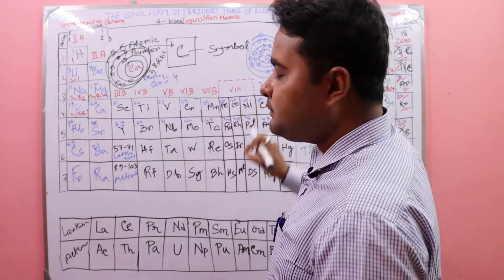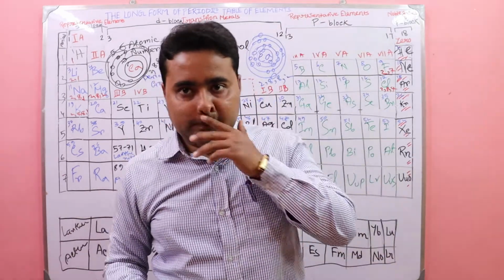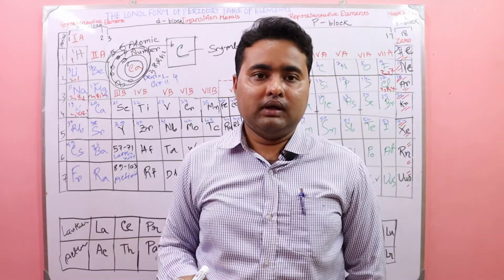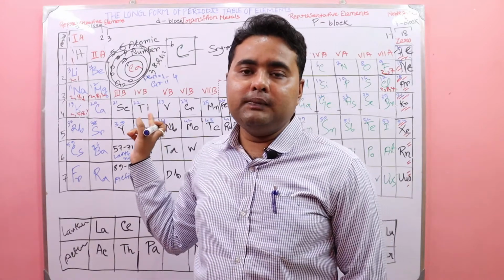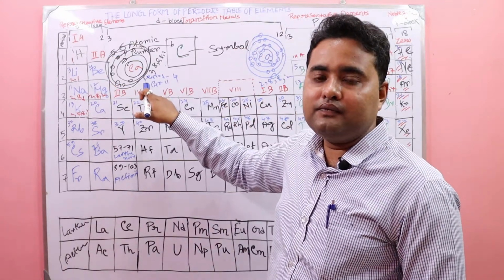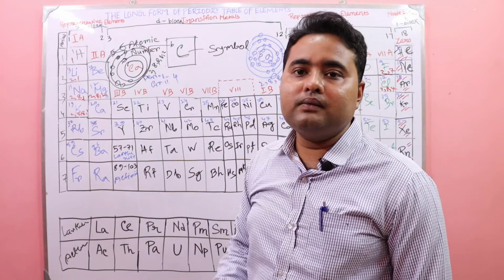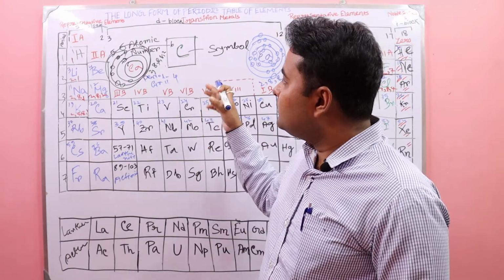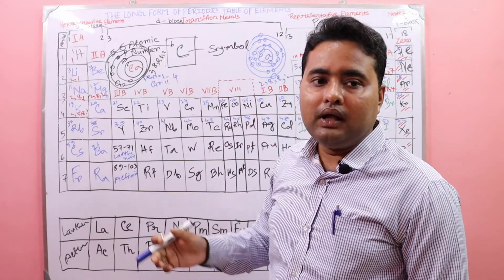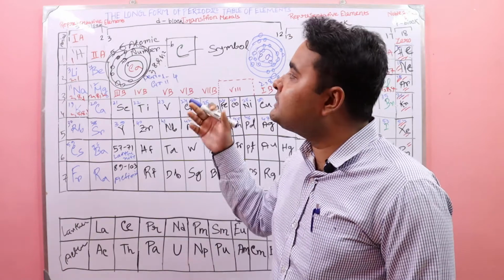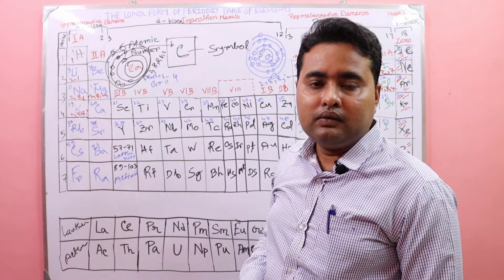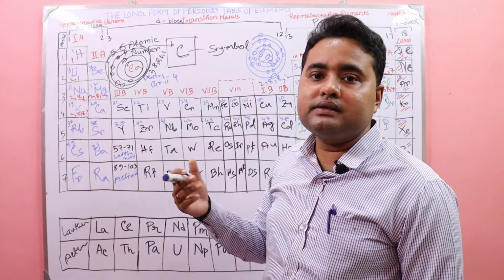That means if the number of shells is 4, shell number is 1, 2, 3, 4. So the period should be 4, and the group number is the valency of this element. Like this way we can track an element from the atomic structure or atomic configuration. We can say which group and which period, and also simultaneously we can say if an element is present in this group or in this period, what will be its atomic structure.